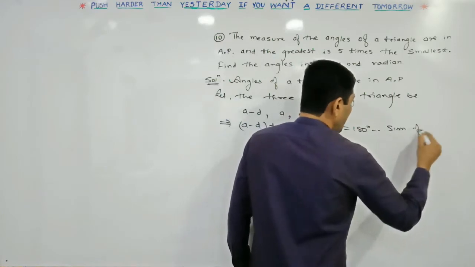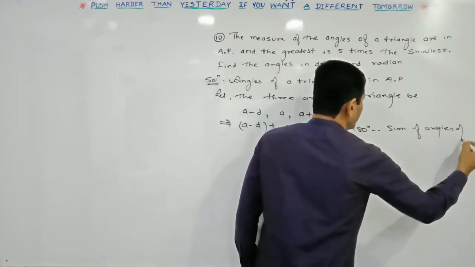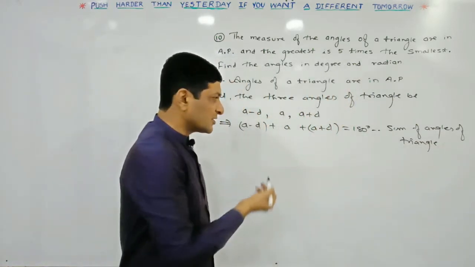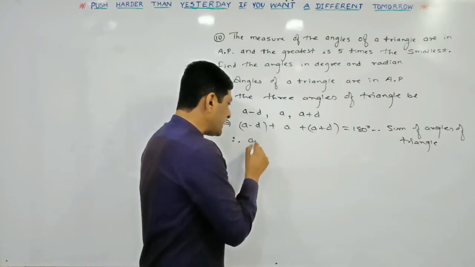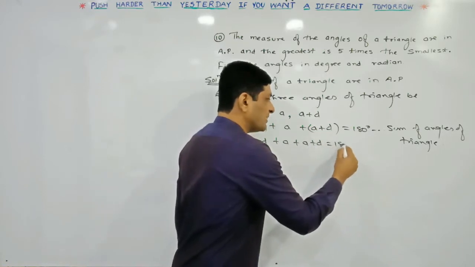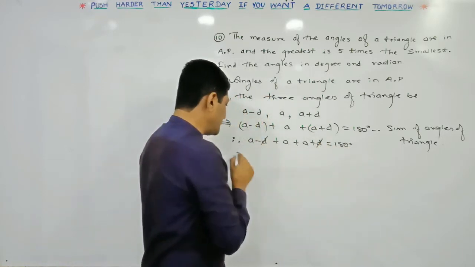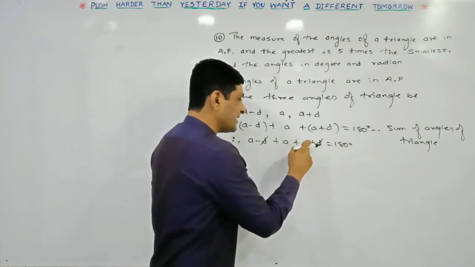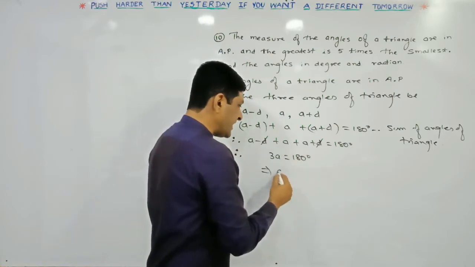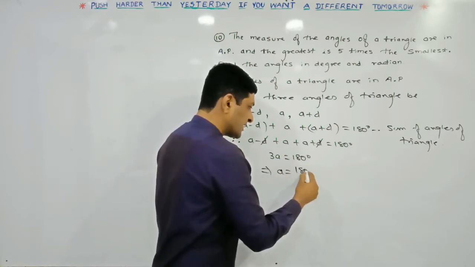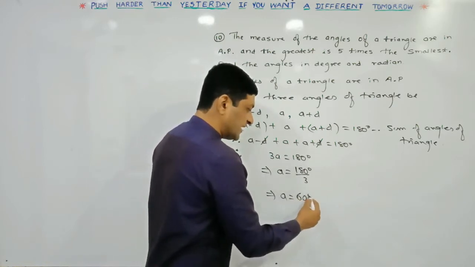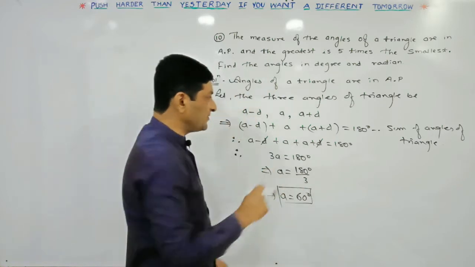Sum of angles of a triangle: we know that the sum of angles of a triangle is always equal to 180 degrees. So open the bracket. What we will get here? A minus D plus A plus D will be equal to 180 degrees. Plus D and minus D will get cancelled. So A plus A plus A, that is 3A, is equal to 180 degrees, which implies that A is equal to 180 degrees divided by 3, which implies that A is equal to 60 degrees. In this way we have got one of the values, A.